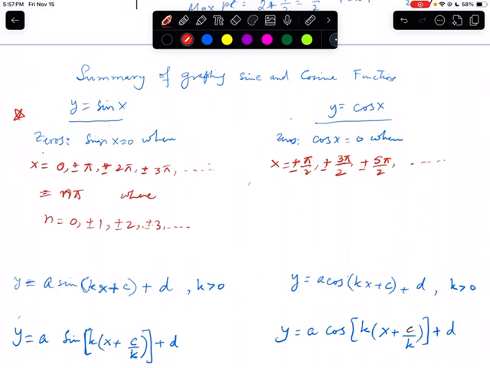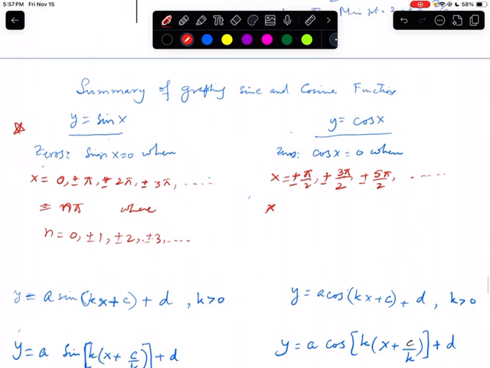So the cosine of x will be 0 at odd multiples of pi over 2. That is what you have to remember. So we can write it like this. Now if you know it already, good. If not, then this is something to keep track of and remember.